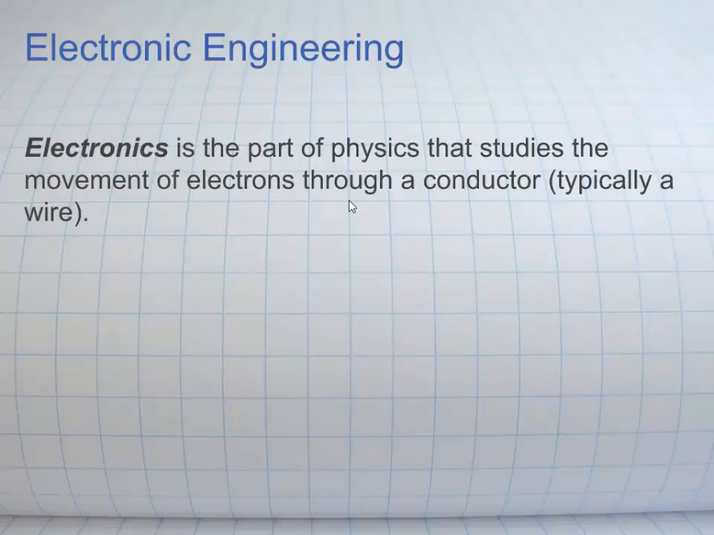Okay, so what are we talking about when we talk about electronics? So electronics is a part of physics that studies the movement of electrons through a conductor, typically a wire. We're looking at the flow of electrons. That's what electricity is. It's a flow. It's electrons moving through a wire. So that's what electronics are. It's just all about electrons. We don't care so much about the neutrons or the protons. It's electrons. It's our focus in electronics.